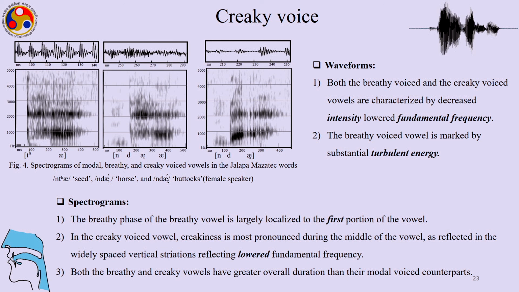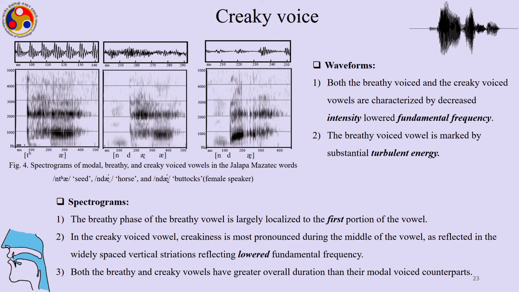we can see that here we have three examples of Halapa Mazatec, and we see that first we have the breathy voiced and then the creaky voiced vowels. So, we can see lowered intensity for both, unlike the first one. Here in the vowels we see the intensity, but wherever we have the creaky voice, the intensity goes down, creaky and breathy, and the breathy voice is also marked by turbulent energy.